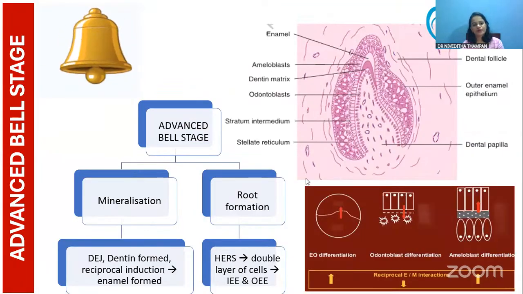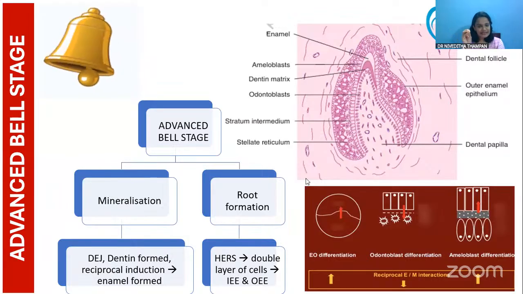Now we are going to the advanced bell stage. In the advanced bell stage, mainly two things happen. One is mineralization and the other is root formation. Let's see how mineralization is happening. Like I had already told you, the inner enamel epithelial cells will send signals to the underlying dental papilla.